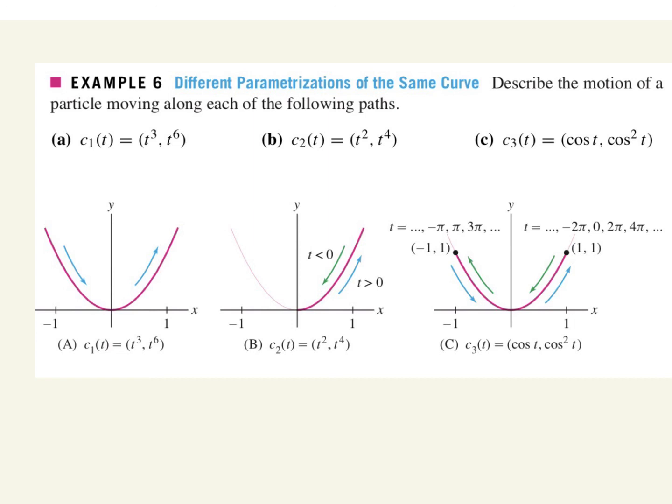But we're stopping up there at 1, right? It's going back and forth between 1 and negative 1. Okay? Any questions on that? How you can have the same visual graph, but depending on how you set your parameters, it changes, right? The direction, the outputs of all those things.